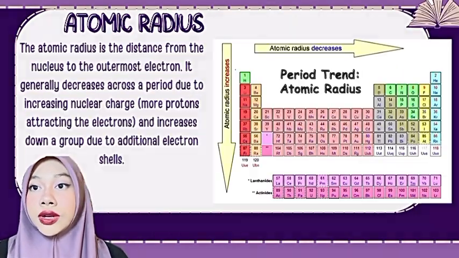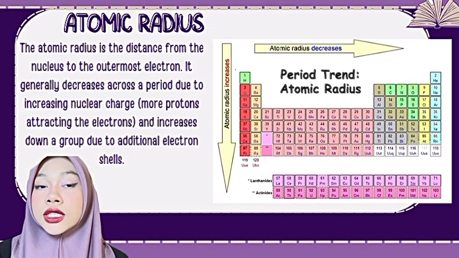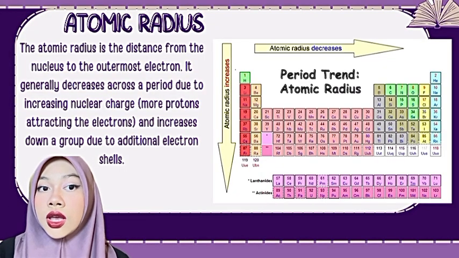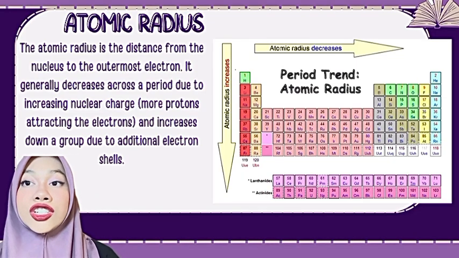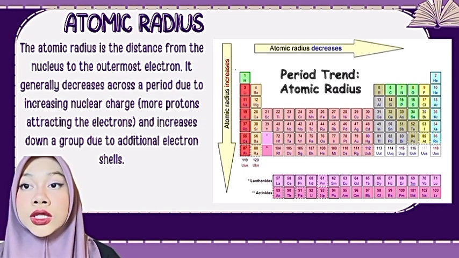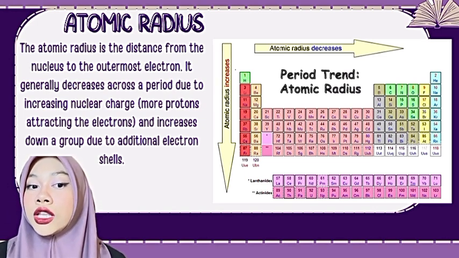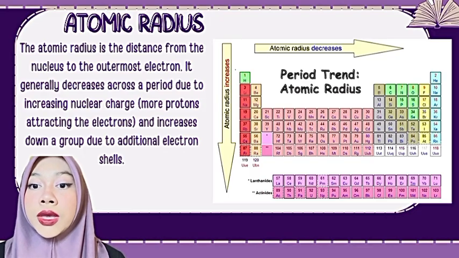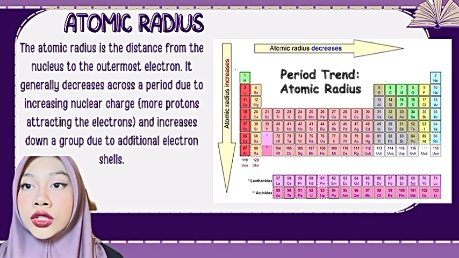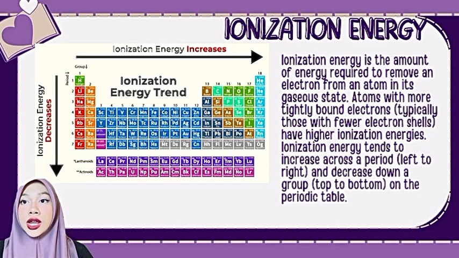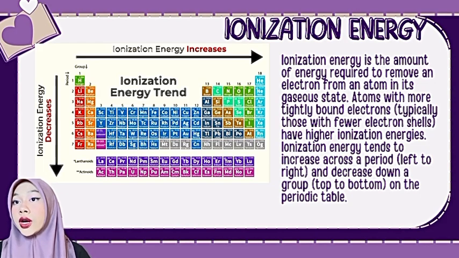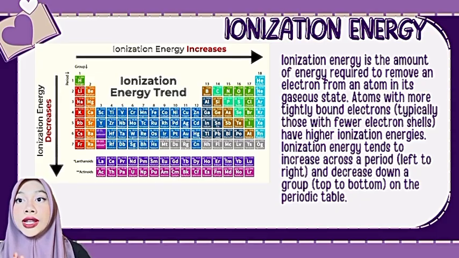Next is atomic radius. Atomic radius is the distance from the nucleus to the outermost shell. It generally decreases across a period due to increasing nuclear charge, which means the protons attract the electrons more, and it increases down a group because of additional electron shells. Last but not least is ionization energy. Ionization energy is the amount of energy required to remove an electron from an atom in its gaseous state.